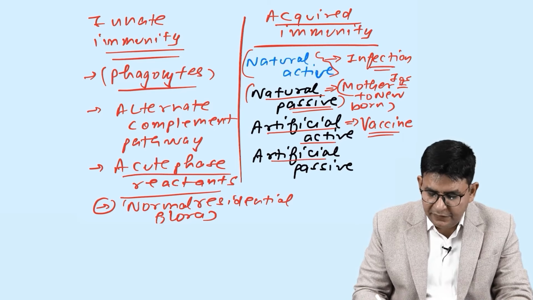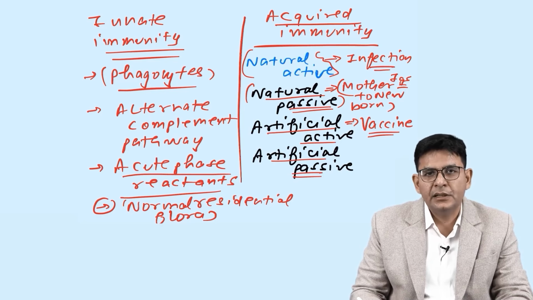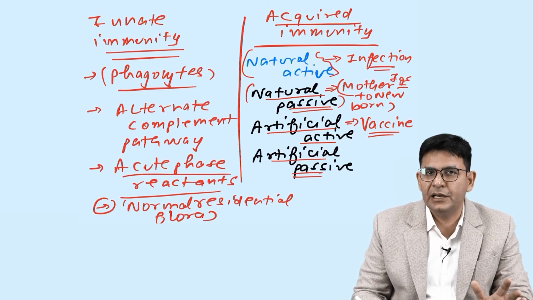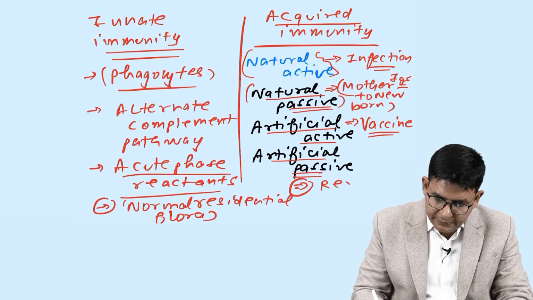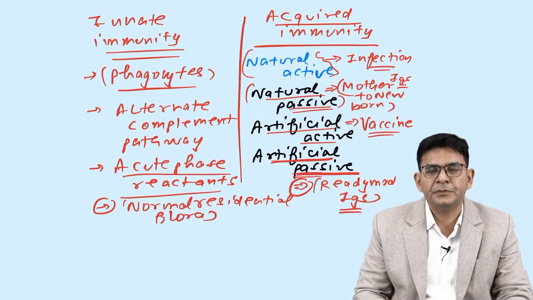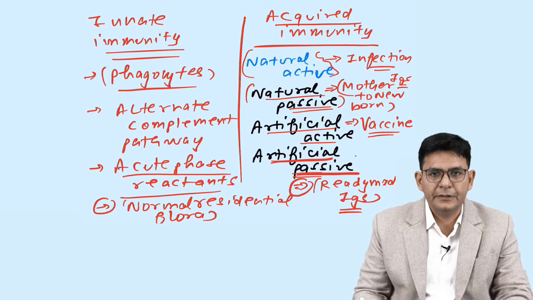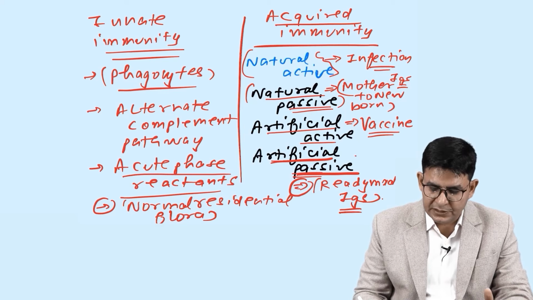Then comes the artificial passive. Artificial passive means it is given and the body has not done anything. So this is obviously the story of today, ready-made things, and ready-made immunoglobulins are a classical example of artificial passive immunity. It's a classical example of what? Artificial passive immunity, and this is ready-made immunoglobulins.